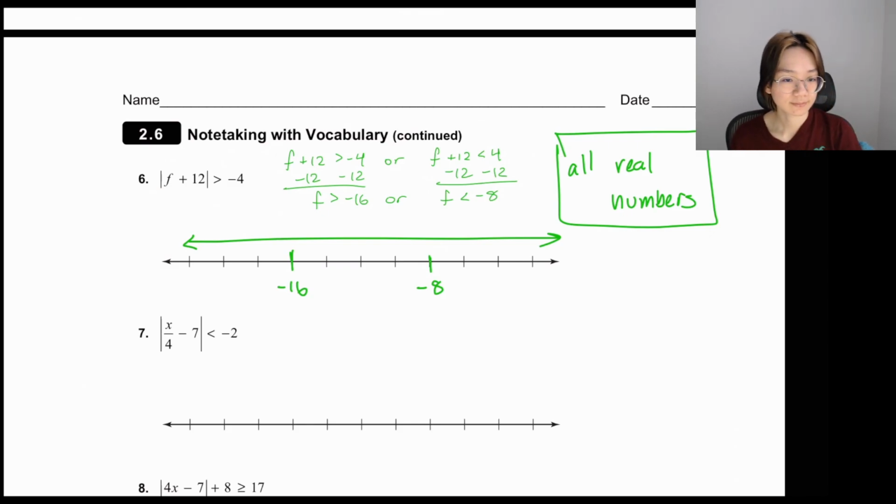This is why it's important. Is it and or? Where are the graphs going? What are the graphs touching?